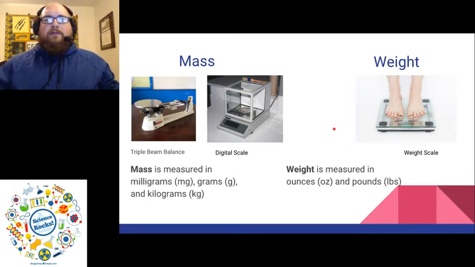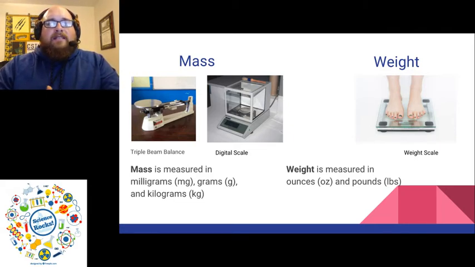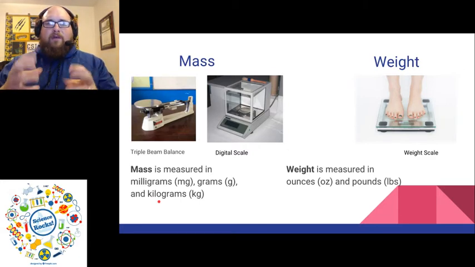Now, for the next couple of terms that we need to make sure that we understand is mass and weight. Of course, mass and weight seem very similar and they're easily confused, but they are actually quite different. Mass can be measured with a triple beam balance, and we also have digital scales that will measure the mass of an object. And typically these readings are listed out in milligrams, grams, or kilograms, which are all part of the metric system. Mass indicates to us how much stuff, how much matter is inside of an object.